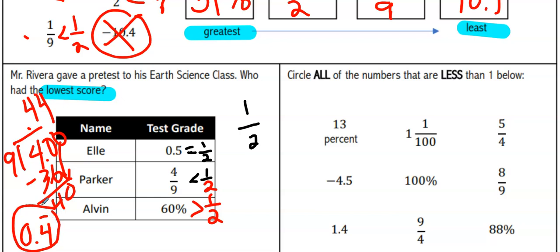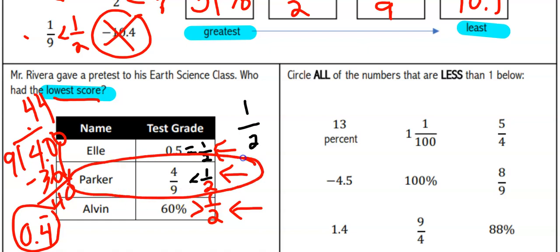But look, guys, we really don't need it because I know that L was equal to 1/2. Parker's score was less than 1/2, and Alvin's score was greater than 1/2. So when I'm looking for the lowest score, the only one that's less than 1/2 is going to be Parker with 4/9. And I can confirm it with our decimal over here, but it really wasn't necessary if I used my number sense skills.